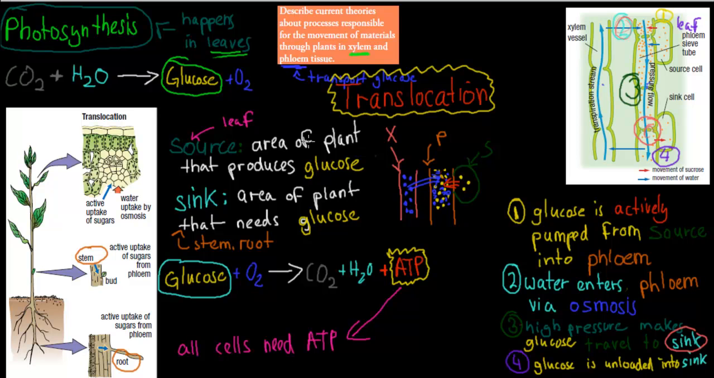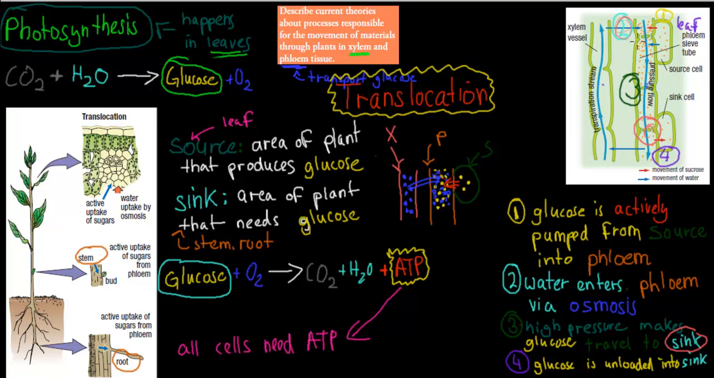There are two words you need to remember. Source is the area of a plant that produces glucose. Sink is the area of a plant that needs glucose. Source is usually a leaf, and sink is usually a stem or root. The way it happens is glucose is first actively pumped from the leaf into the phloem tube.